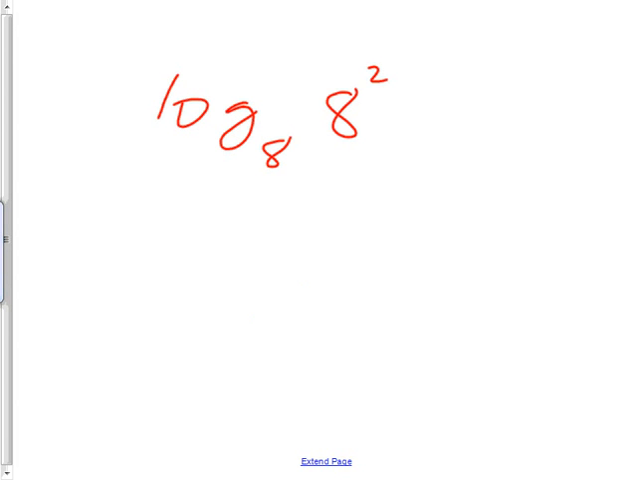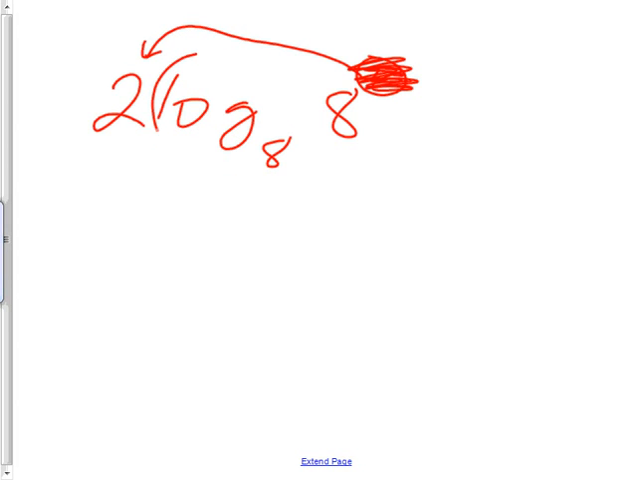Now, here's a couple reasons why. You could explain it this way. In logs, you're allowed to take any number that's on the exponent like that and drop it down in front of the problem and rewrite it that way. So that's 2 times log base 8 of 8, which is 1, so the answer should be 2.